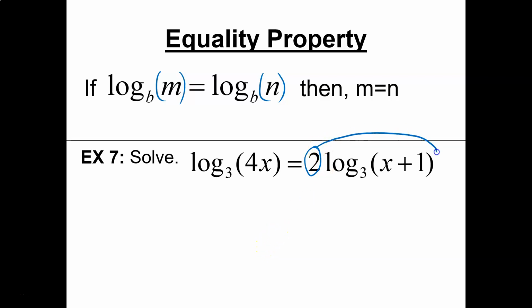It's got to go back inside as an exponent. So that's going to be log base 3 of 4x equals log base 3 of (x plus 1) squared. And now, since I just have logs on both sides that have the same base, I could drop those logs there, and I'll have 4x equals (x plus 1) squared.